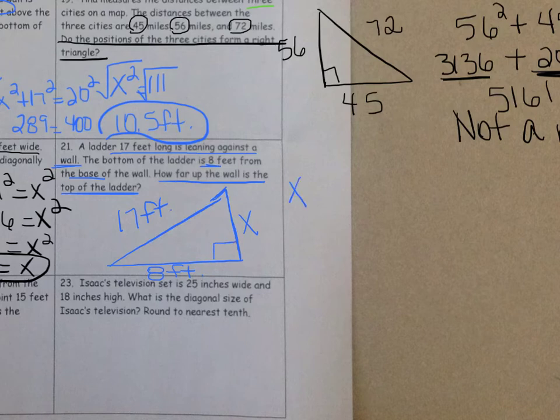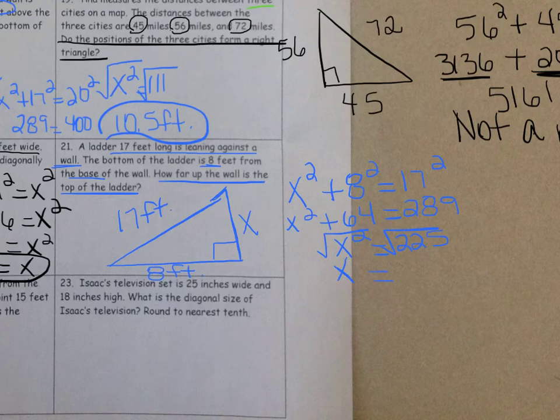So my equation is going to be x squared plus 8 squared equals 17 squared. Get x squared plus 64 equals 289. Now I'm going to subtract 64 from 289 and you get 225. Now I'm going to take the square root of both sides to get 15 feet.